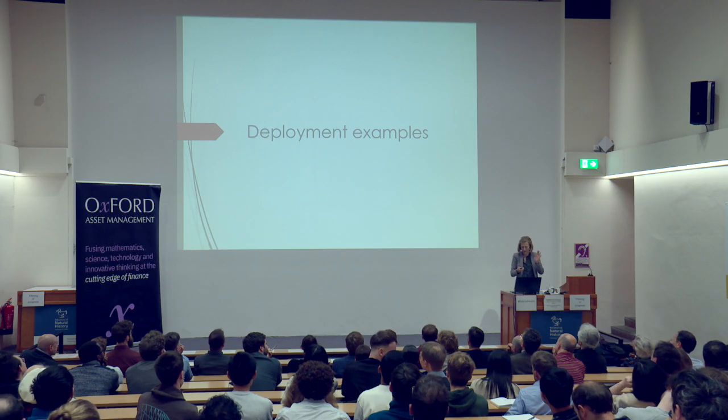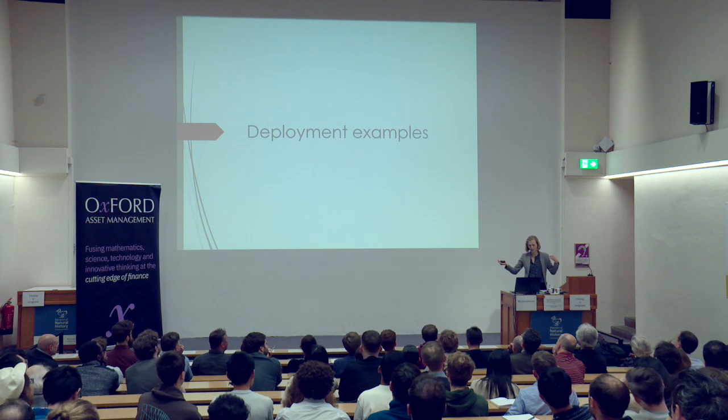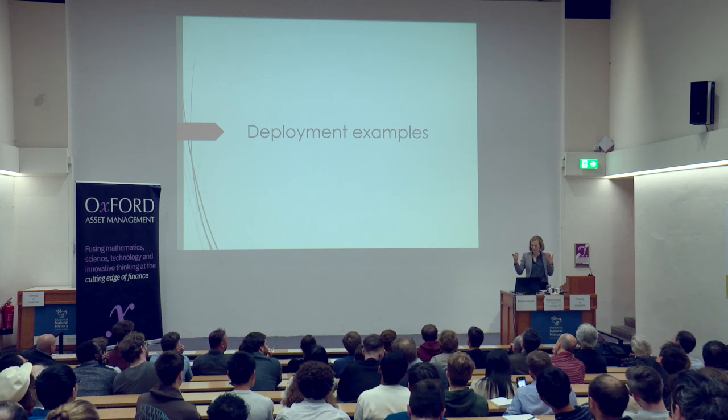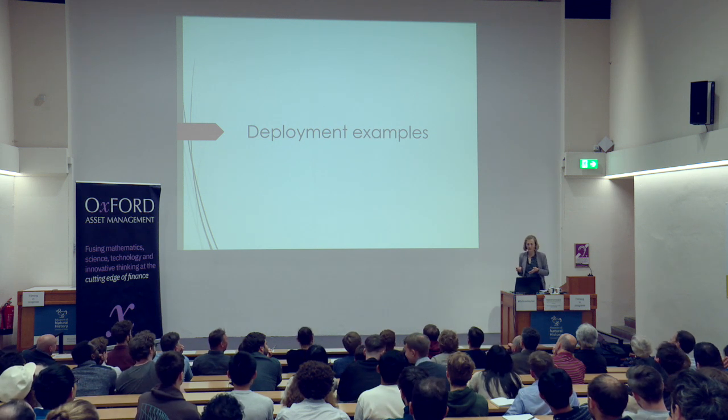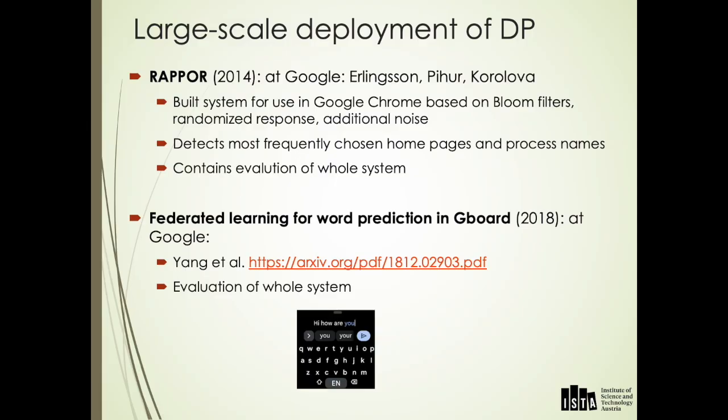Before getting into more definitions, let me give you some deployment examples so that you're motivated to keep on listening to me, apart from having to sit here anyway. There have been a few large-scale deployments, and the first one was by Google, the RAPPOR system, which was in Google Chrome. These are the authors here. They built a system in Google Chrome that detected the most frequently chosen home pages and also most frequently chosen running process names in Google Chrome.